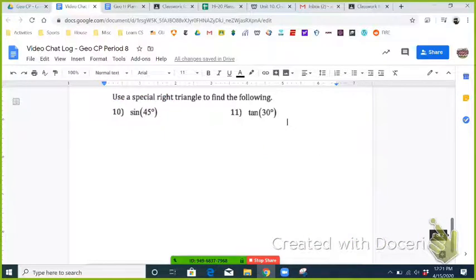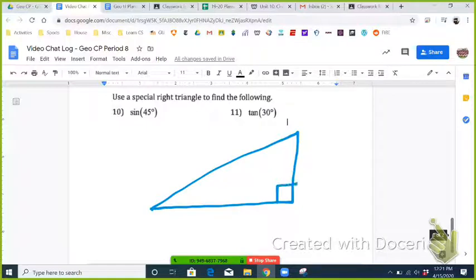Alright, now in 11 here, it says the tangent of 30. So now we need a right triangle with a 30-degree angle. So it has to be a right triangle. It has to have a 30-degree angle. So by default, that angle is going to be 60. So we just have to have side lengths that would make sense for a 30, 60, 90 triangle. Alright, and since they're all similar, all their sides have the same ratios.